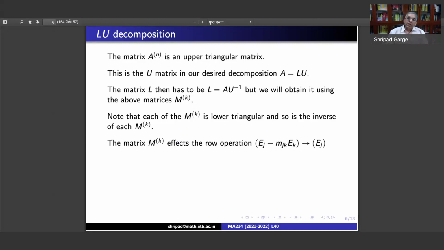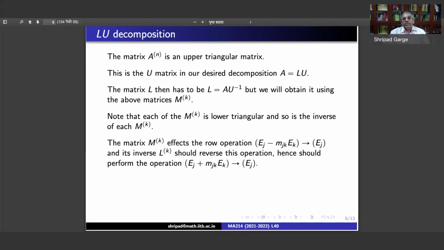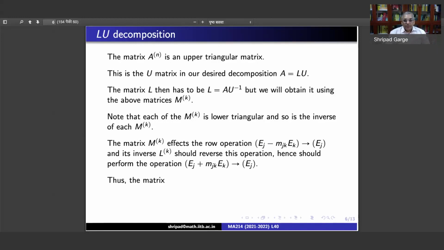What does the matrix MK do? It effects the row operation Ej minus MJK Ek instead of Ej. This is what it does. So what should be the inverse operation of that? Its inverse operation should reverse this operation. You are subtracting something, the reverse operation should add that same thing. So it should perform Ej plus MJK Ek instead of Ej. And we know that whenever you are looking at any such row operation, what is the matrix we should look at? Now we are going to keep the matrix LK, which is the inverse of MK.